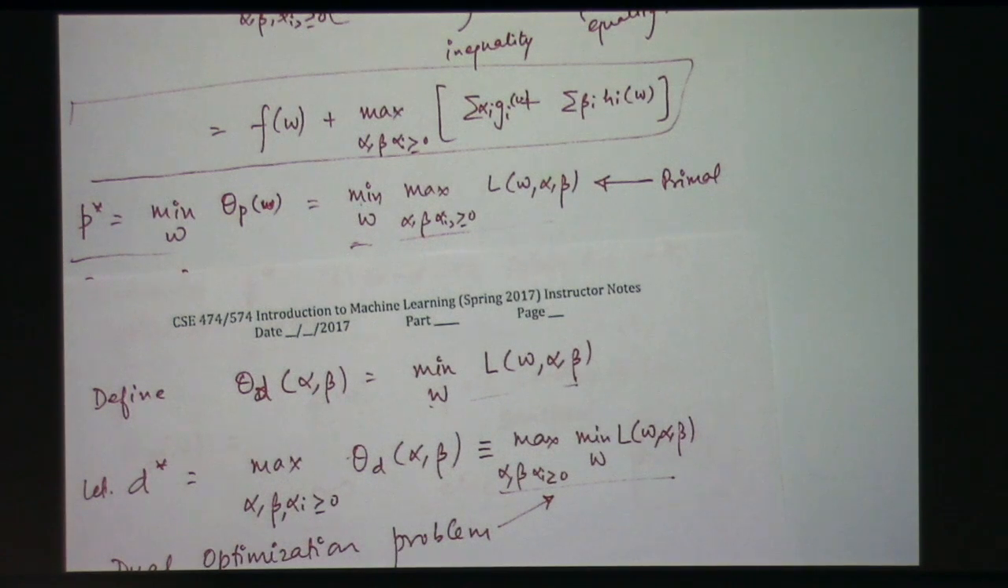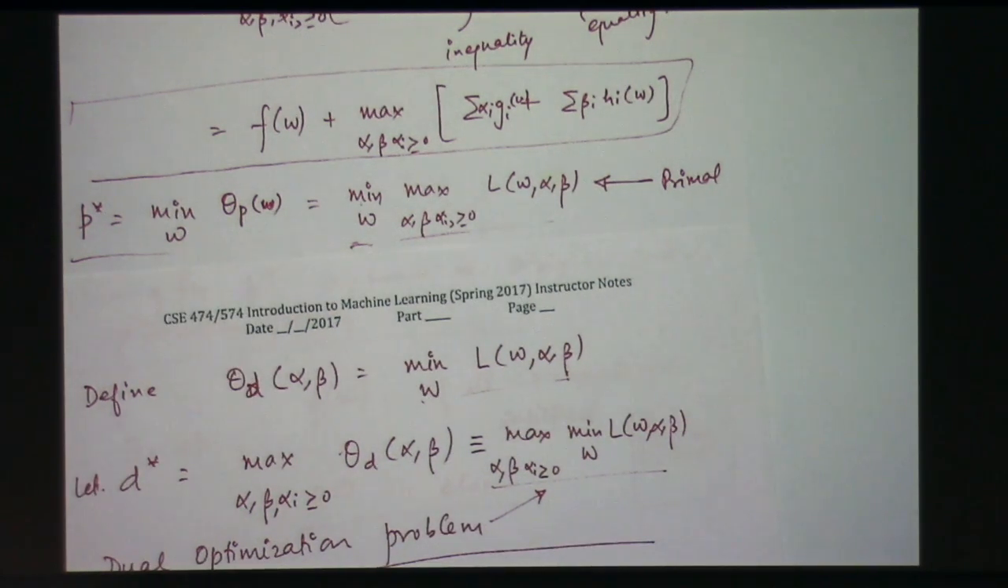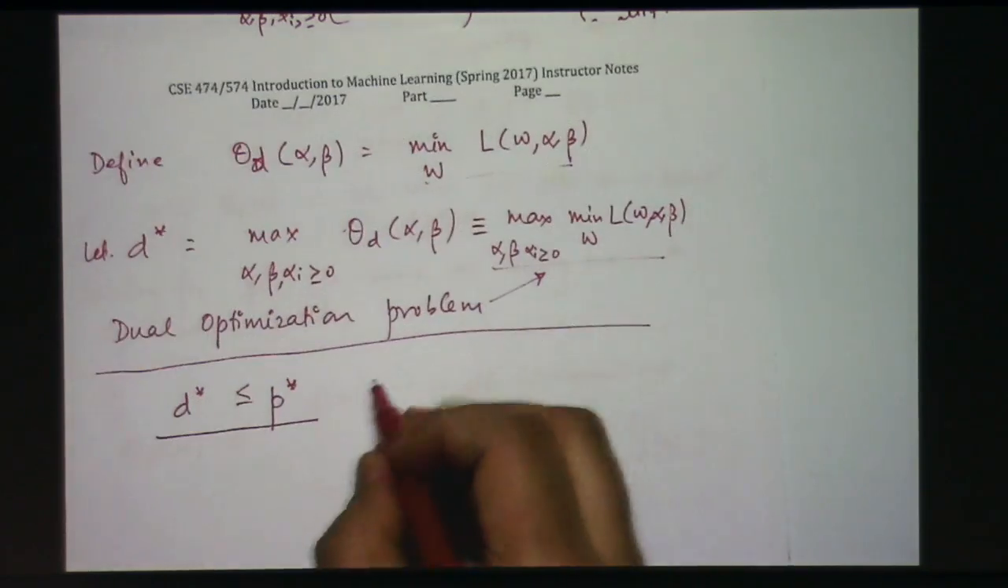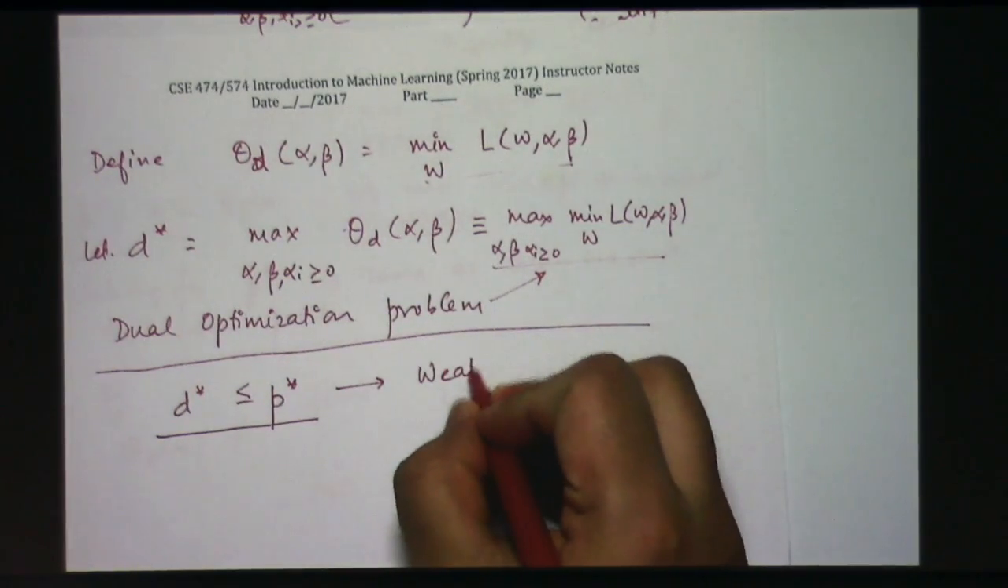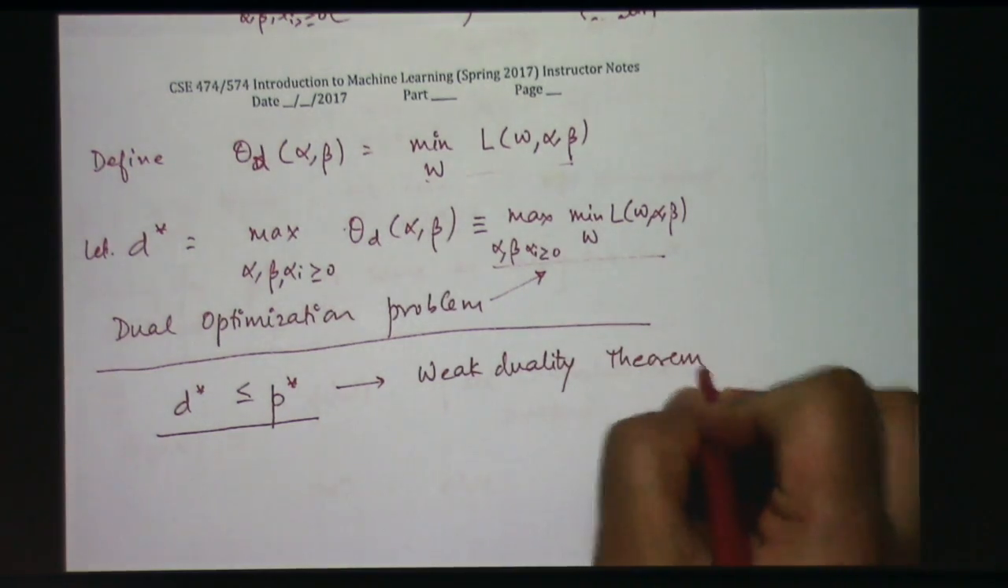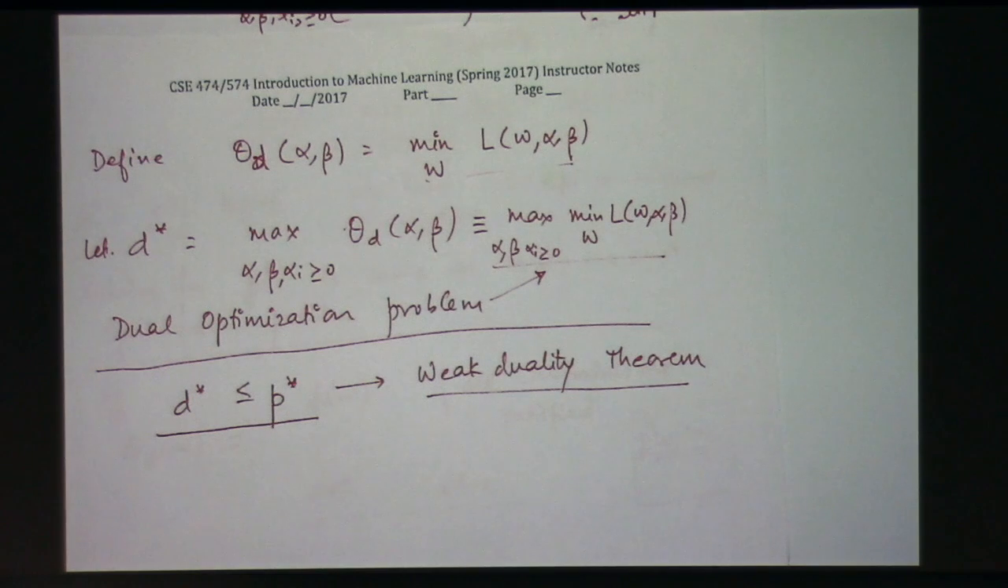But the w that you get from each one of them, each one of them will give you some w that maximizes or minimizes this thing, need not be the same. In fact, what has been shown is that this d star, the value of your objective function after you have done min and then max, will always be less than or equal to p star. This is also known as the weak duality theorem. The d star that you get will always be less than or equal to p star.